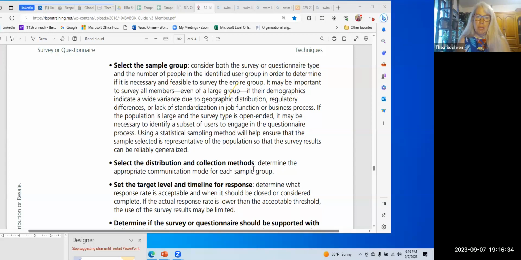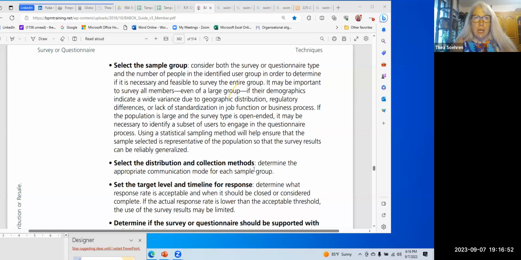Select the distribution of collection methods. Figure out the best way to communicate with the sample group. Again, SurveyMonkey is really good for things like this. Set the target level and timeline for response. Figure out what response rate is acceptable.